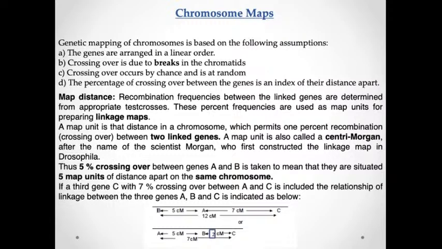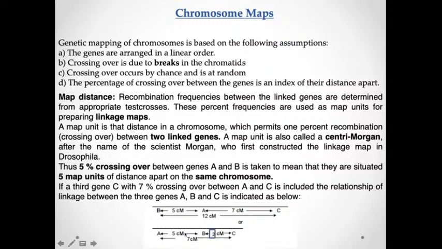So 5% crossover between genes A and B means B is situated at 5 map units of distance on the same chromosome. If a third gene C with 7% crossing over between A and C is included, the relationship among the three genes A, B, C is as indicated below. 5 centimorgan, 7 centimorgan, so between B and C the crossing over percentage is 12 centimorgan. Like this, you can arrange that.